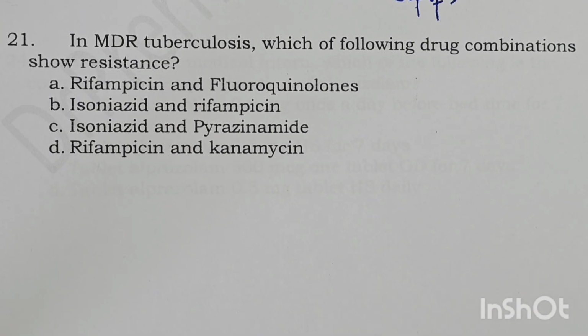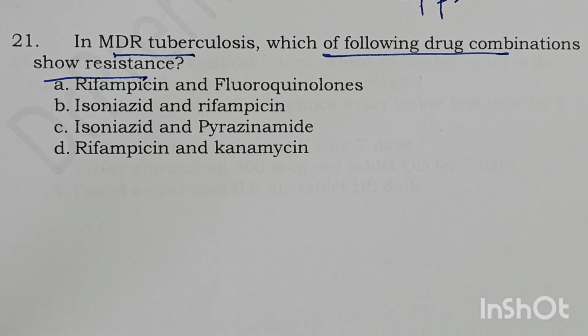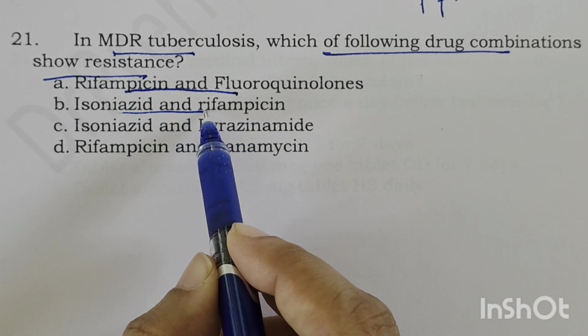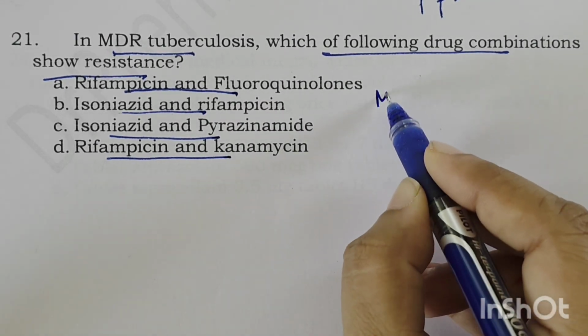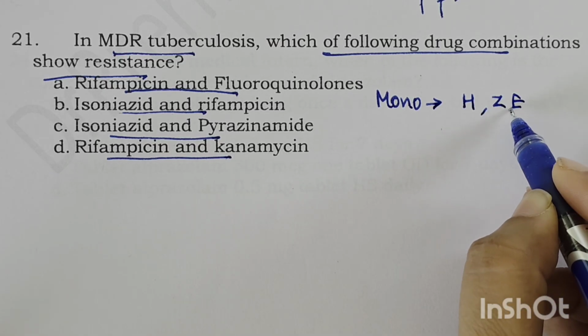Next, in MDR tuberculosis, which of the following drug combinations shows resistance? Now drug resistant tuberculosis. Okay, what are the options? Rifampicin fluoroquinolones, isoniazid rifampicin, isoniazid pyrazinamide and rifampicin kanamycin. Now let's see the resistance pattern. So monodrug resistance is usually either isoniazid or pyrazinamide or ethambutol.